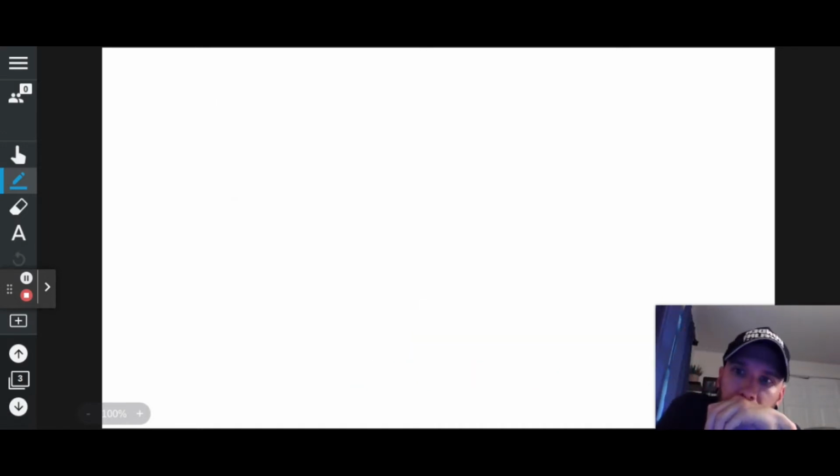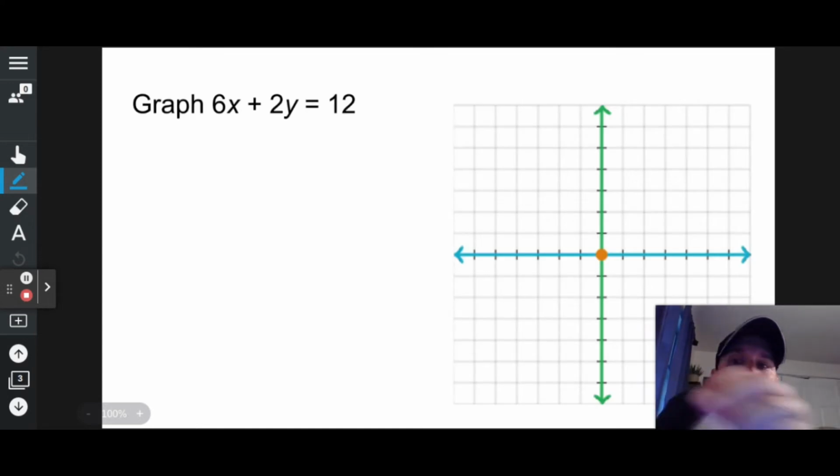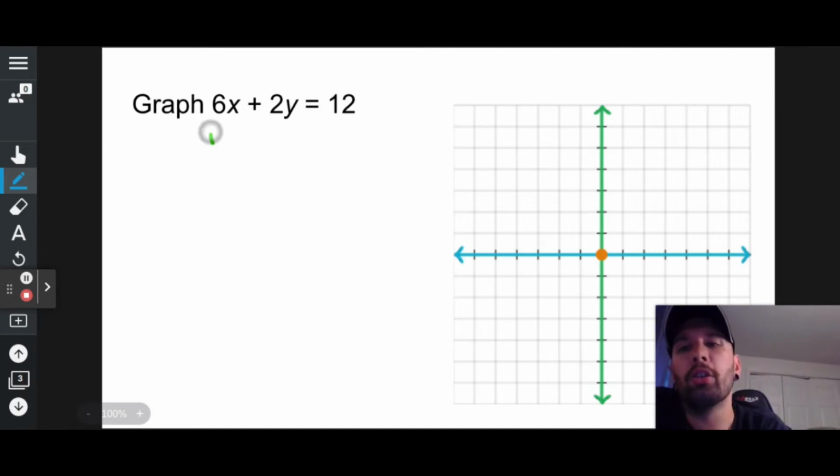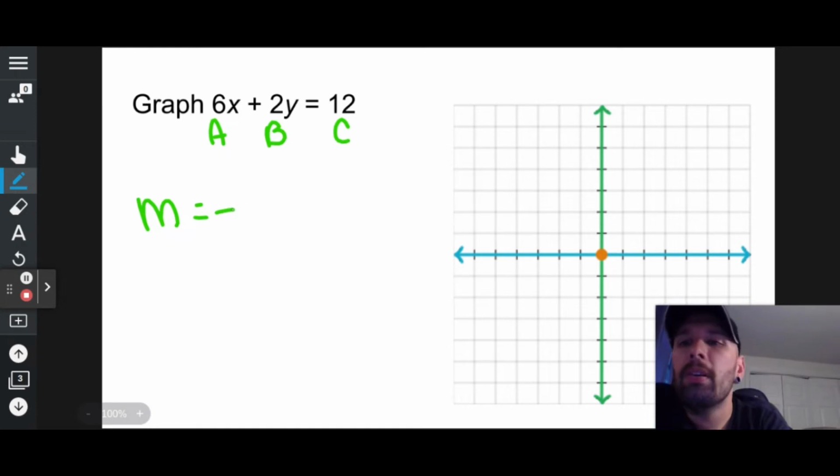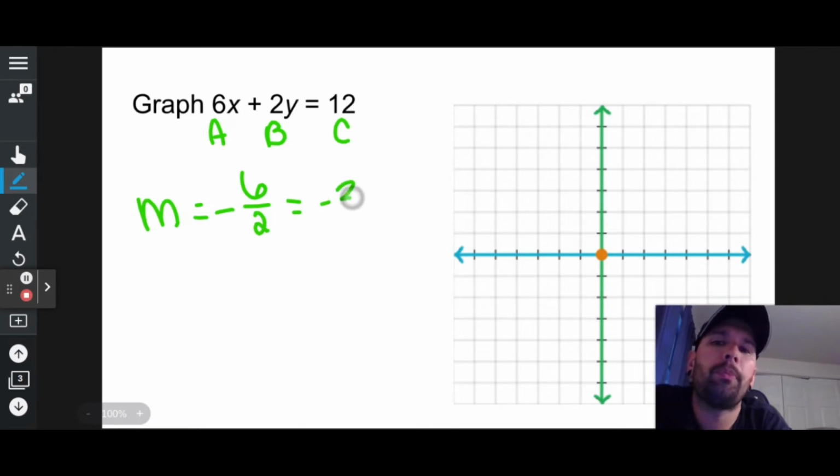So, I need to graph that. Well, that's standard form, isn't it? So let me label things. Your A, your B, and your C. My slope is negative A over B. So my slope is negative A, 6, over B, 2, which is negative 3.